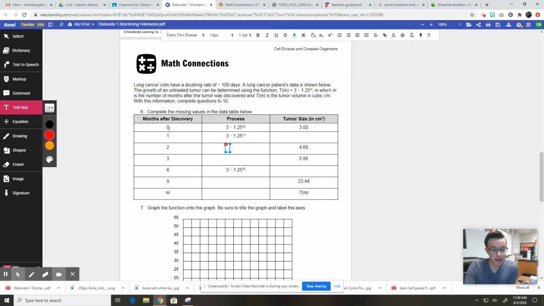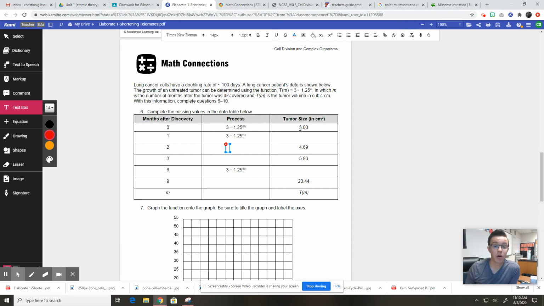So here, the first one is done for us. 0 months after discovery, the tumor size is 3 times 1.25 raised to the power of however many months have gone by, which in this case is 0. So 1.25 raised to the 0 power is just 1. Anything raised to the 0 power is 1. So 3 times 1 is 3. So the tumor size in this patient is 3 cubic centimeters.